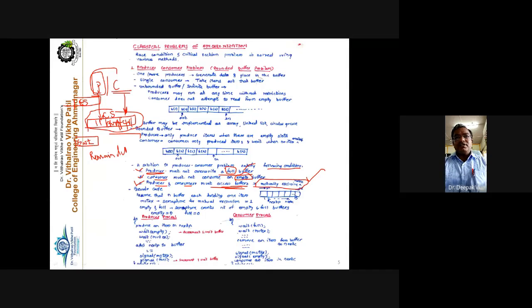So this buffer is the critical section, and this is achieved with the help of the producer process and the consumer process one by one. If the producer is producing and putting items in the buffer, the consumer has to wait.